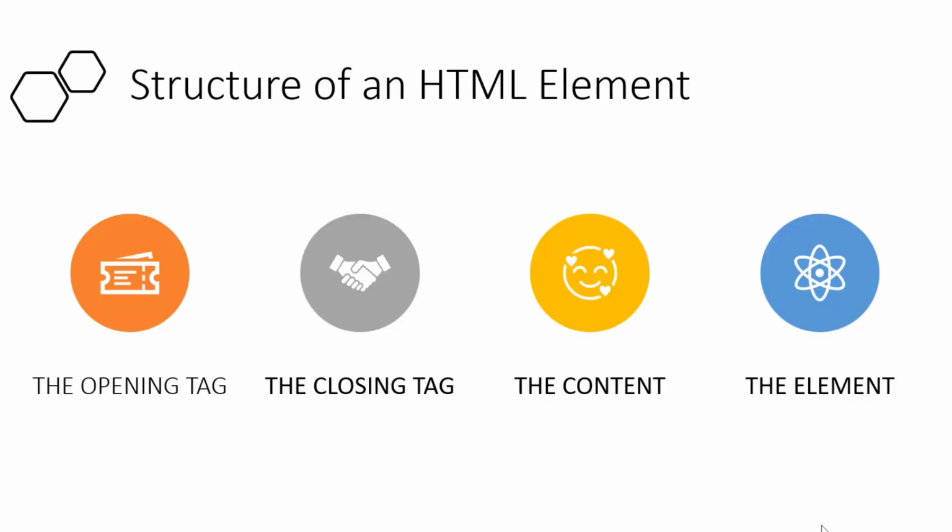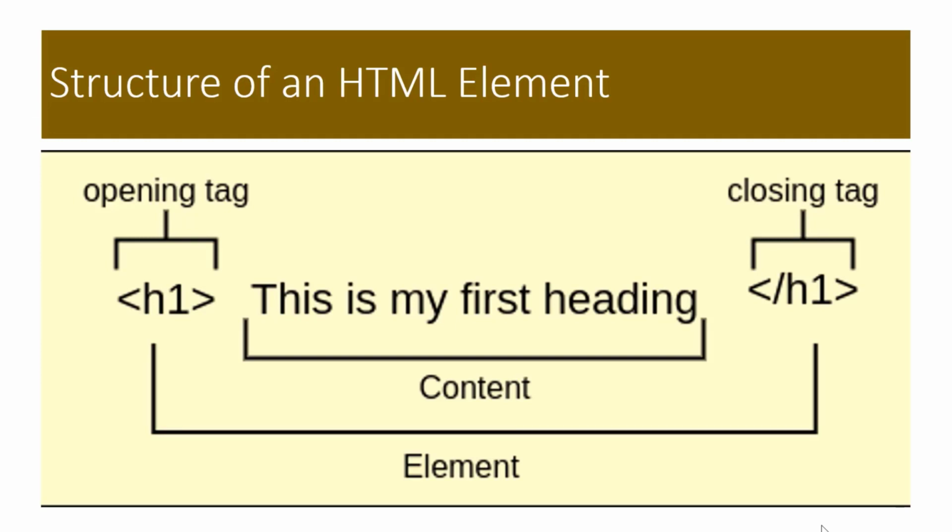The structure of the HTML element. In the structure, we have the opening tag, closing tag, content, and element. So we see through the figure I am sharing with you. In this figure, we have an image. In that one, we are seeing there is an opening tag, closing tag, and content or element. So what is the opening tag? The opening tag consists of the name of the element.